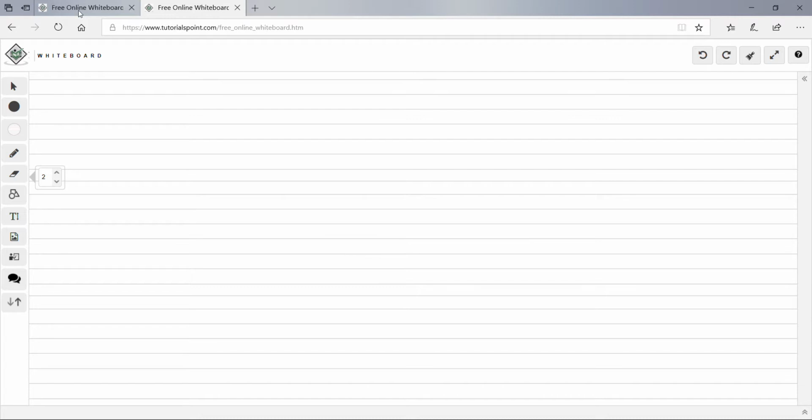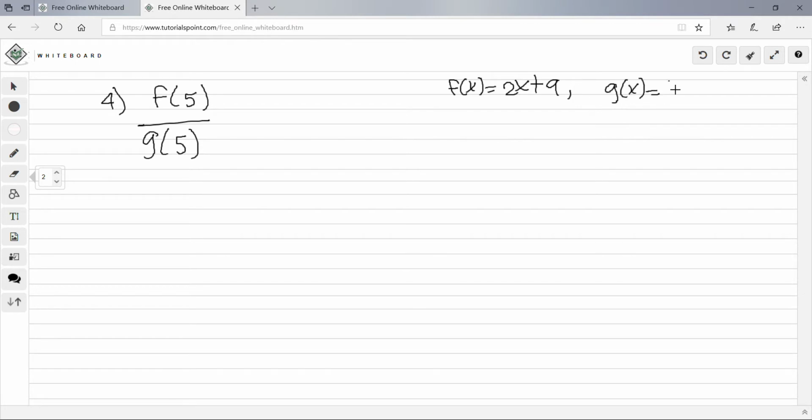Let's do 4. Let's do f of 5 divided by g of 5. So we know that f of x is 2x plus 9, and g of x is 16 minus x squared. So first let's find f of 5.